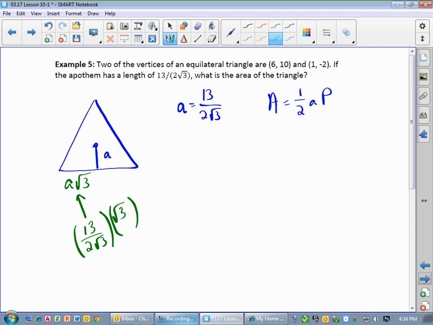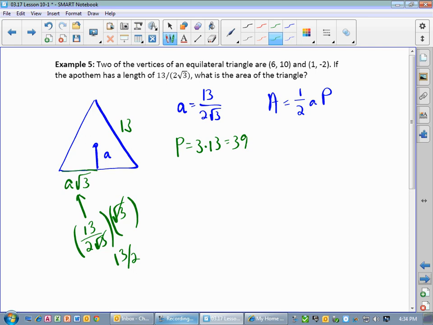Okay. And so we can get the side length here. The square root of 3 divides out, and we're left with 13 over 2. So if this is 13 over 2, then the side length is 2 times 13 over 2. So the side length must be 13. And so our perimeter would be 3 times 13, which is 39. Okay.